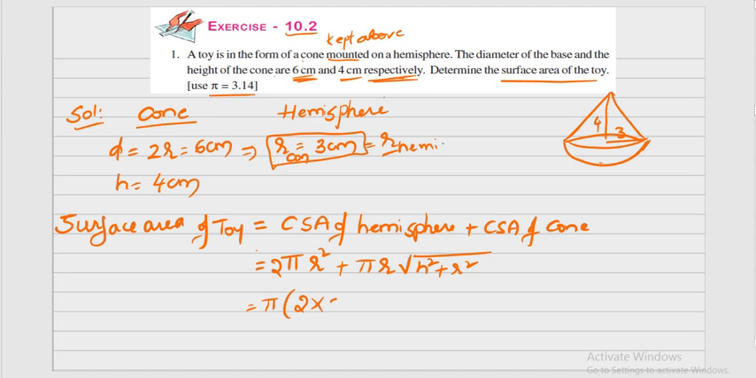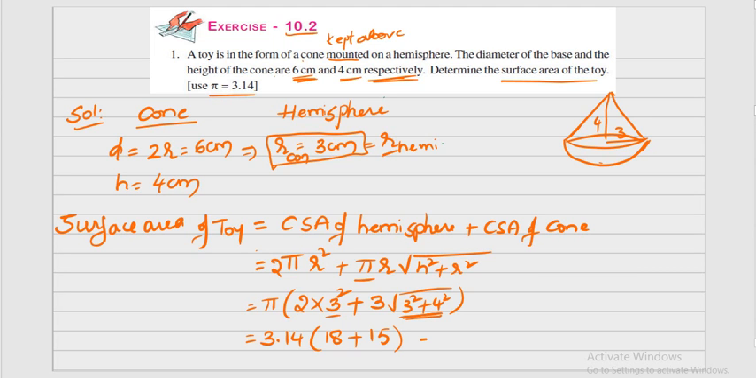So 2 into radius, here radius is 3, square, plus, here pi is taken common, so 3 into root over 3 square plus 4 square, right? So 3 square plus 4 square is nothing but 5 square only, no? So pi is 3.14 into 3 square is 9, 9 2s are 18, plus here root over 3 square plus 4 square is root 5 square, which gives me 5, 5 3s are 15.